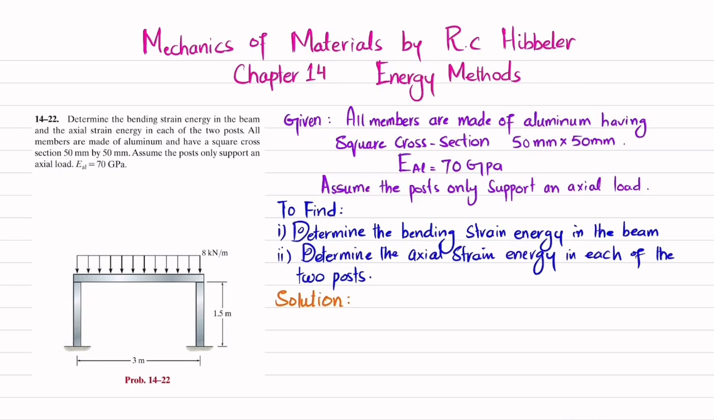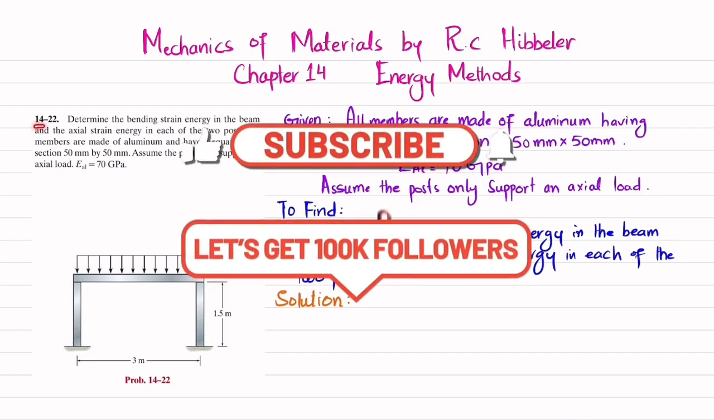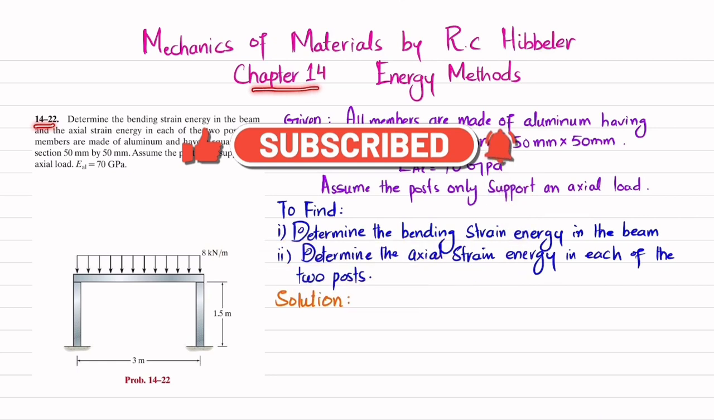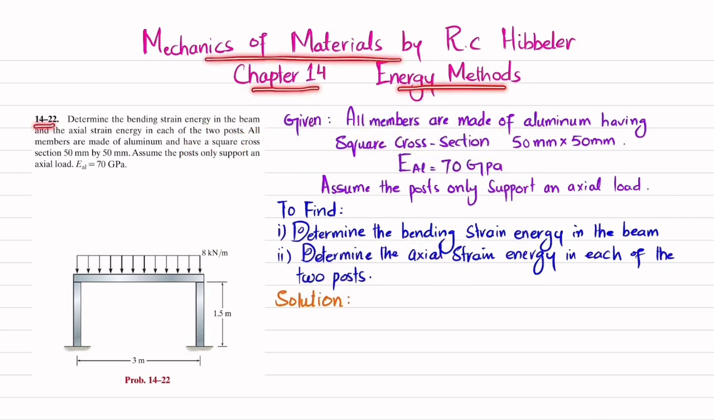Welcome back to another episode that is about problem number 14-22. This problem is taken from chapter number 14, Energy Methods, and the book name is Mechanics of Materials by R.C. Hibbeler. The statement of this problem is: determine the bending strain energy in the beam and the axial strain energy in each of two posts.